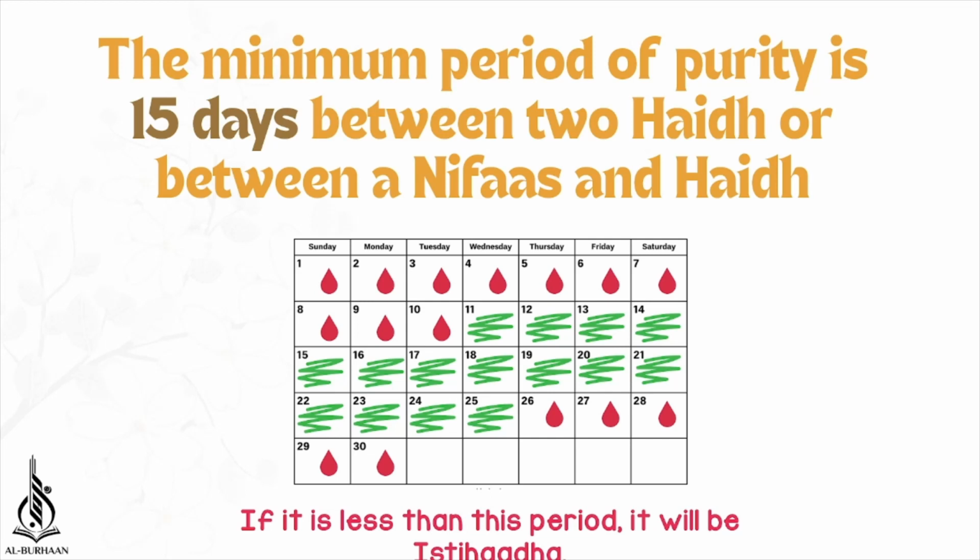Right? So now, the question is, can a woman experience more than one hays in a month? The answer is yes, like we explained before and like it is being seen on the chart, provided that there is a valid tuhar of at least 15 days between them. If it is less than this period, it will be istihaadhah, right? So there must be 15 days. If it is not 15 days clean, we cannot count it as a separator between the bloods. Any bloods in excess of that will be istihaadhah.